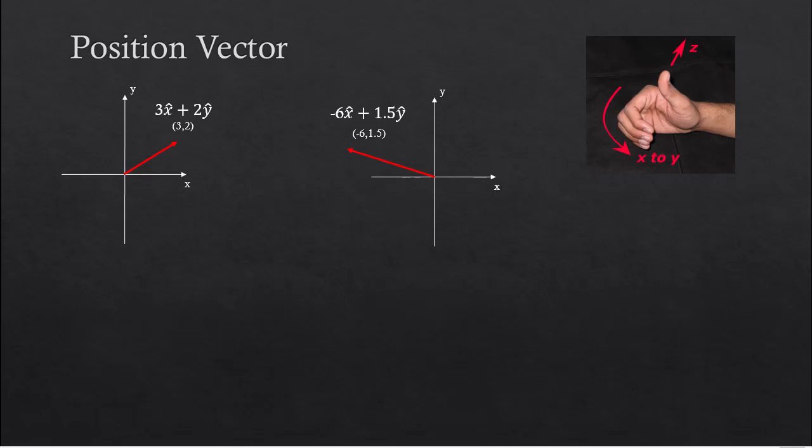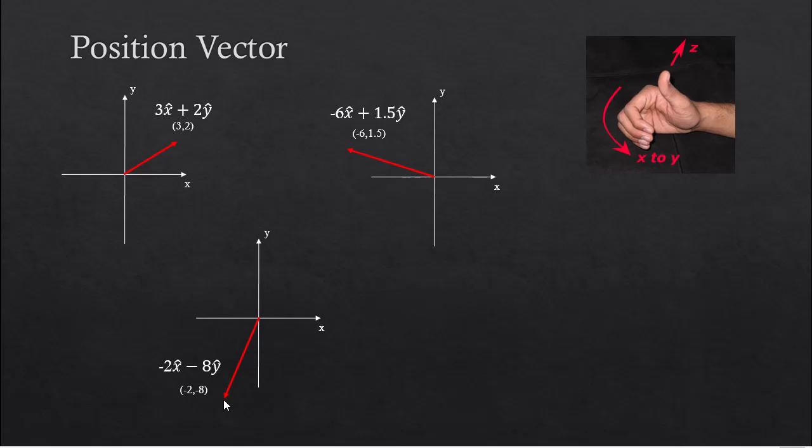Similarly, the coordinate of this point is -6 along the x-axis and positive 1.5 along the y-axis. So you take 6 steps along the negative x-axis and 1.5 steps along the positive y-axis. The x unit vector and y unit vector define 1 step along the x-axis and 1 step along the y-axis. So the position vector is -6x plus 1.5y.